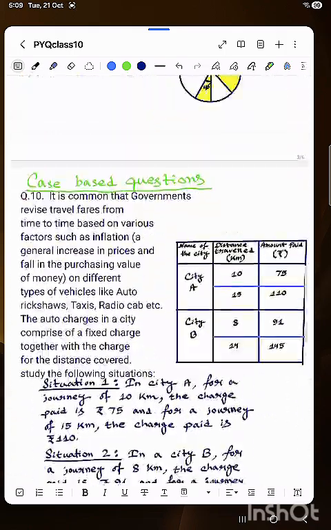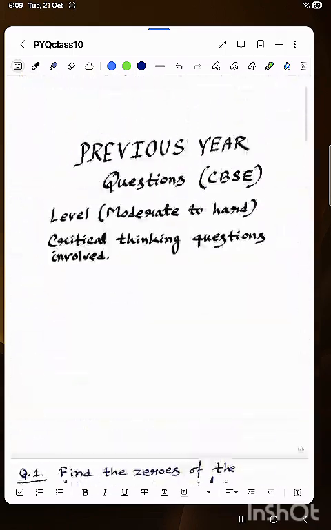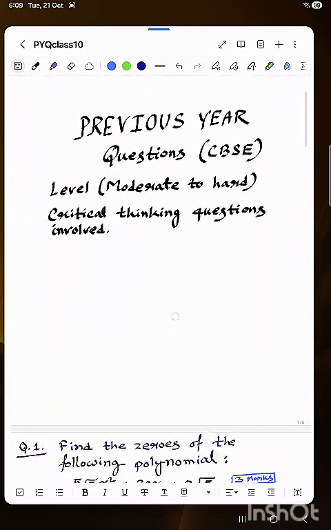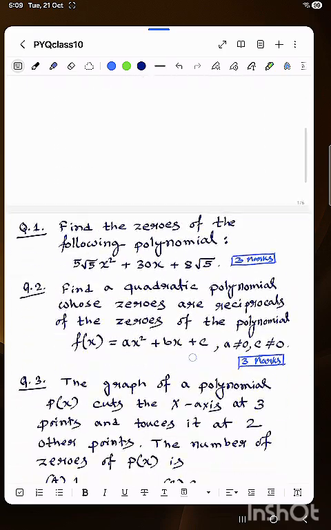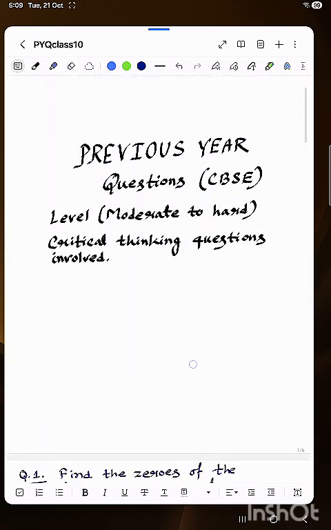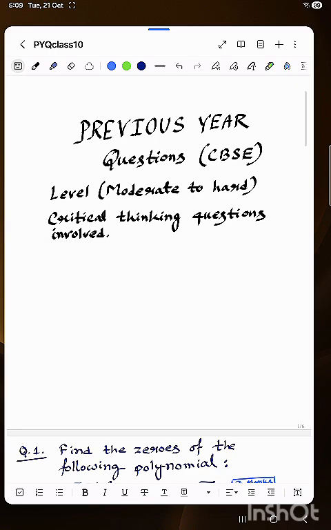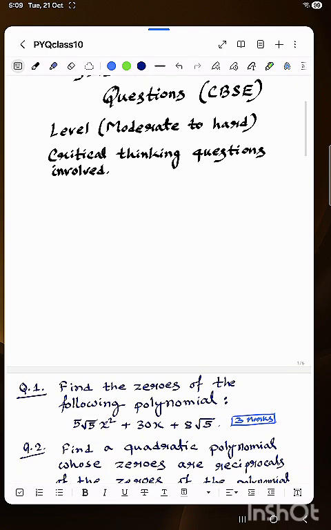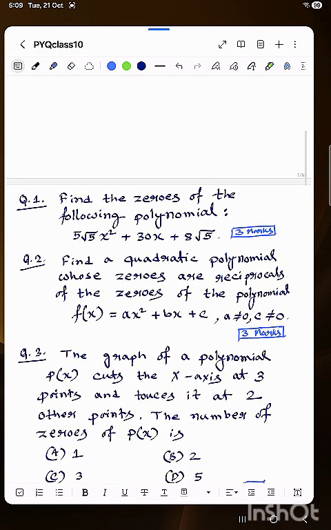So today I will discuss some previous year questions of class 10, as the pre-board exam is coming, and in February there will be the board exam. So I have chosen some moderate to hard level questions, and also questions involving critical thinking.